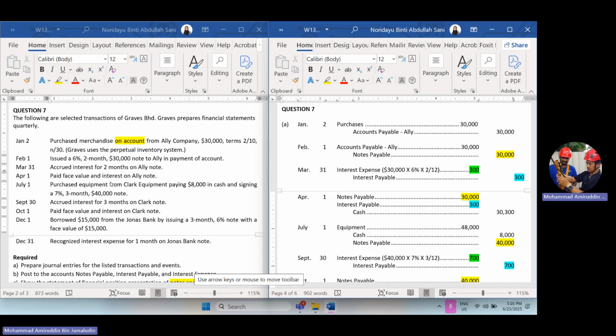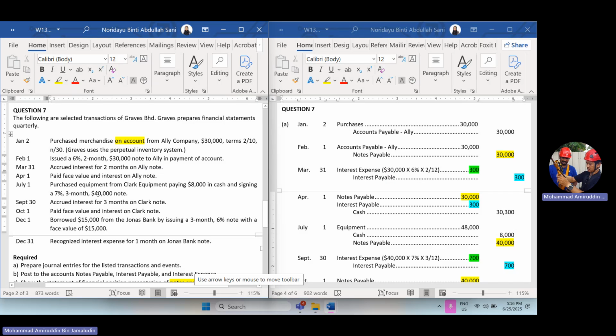1st July. Purchase equipment from Clark Equipment paying 8,000 in cash and signing a 7% 3-month 40,000 note. Partly pay by cash, partly by notes payable. So how much is your equipment? 48,000. How much do you pay in cash? 8,000, stated here. How much is your notes payable? 40,000.